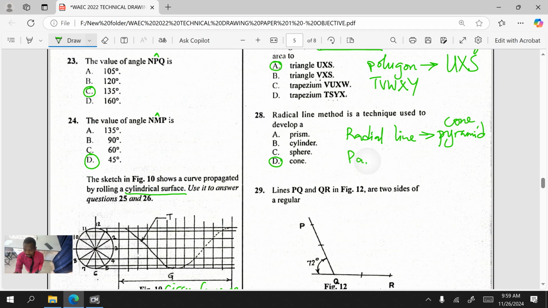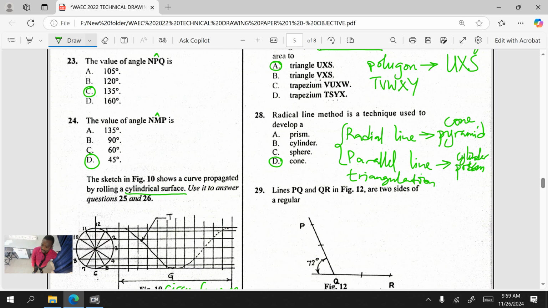While the second one is a parallel line method. Parallel line method is used for what? It's used for prisms. And prisms include cylinders. Cylinders are circular prisms. Do you get it now? We have other methods too, which is triangulation, but majorly for technical drawing, WAEC focuses on radial line and parallel line method. Do you get it now?